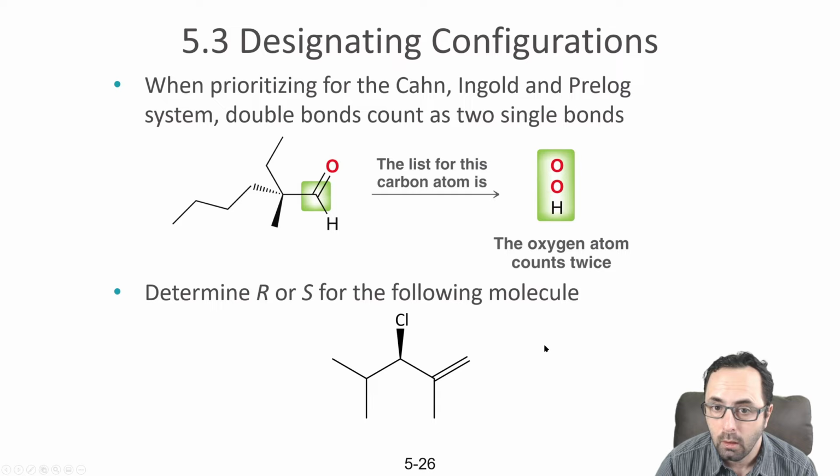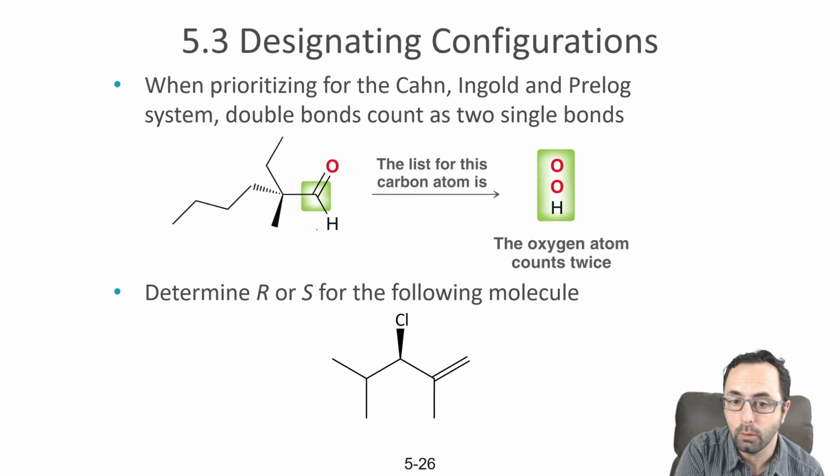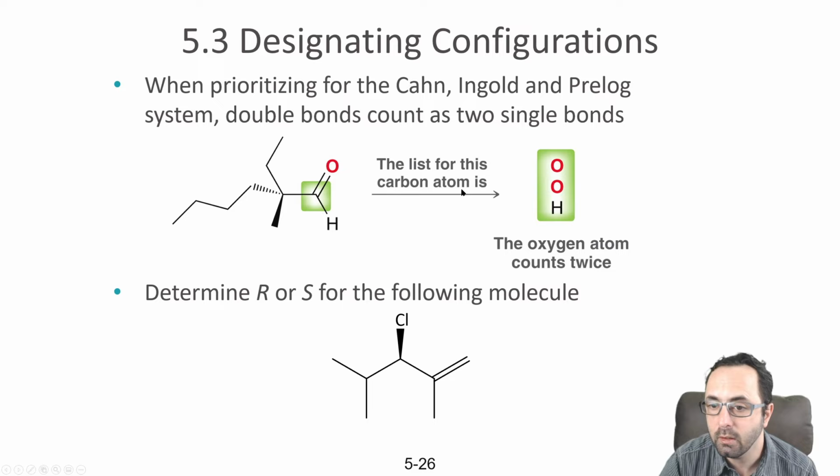So what if we have a double bond? So here, let's say we're trying to arrange these. We're trying to give these priorities here. If we have a double bond, in terms of priority here, the oxygen is going to count twice. Now, either way, this is going to matter here.